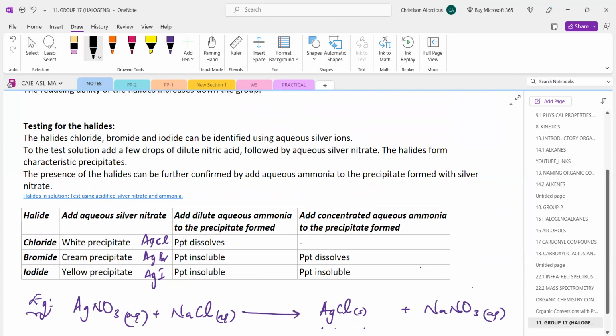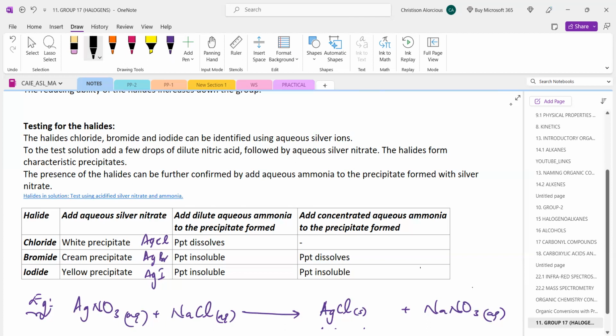That is one. The other thing is, if you just have one unknown halide salt and you do not know whether it is chloride, bromide, or iodide, and you do a test, the white may not be pure white. Cream kind of looks yellow. So there could be confusion. So to confirm it, what we do is we further add aqueous ammonia to the precipitate formed to identify the halide.